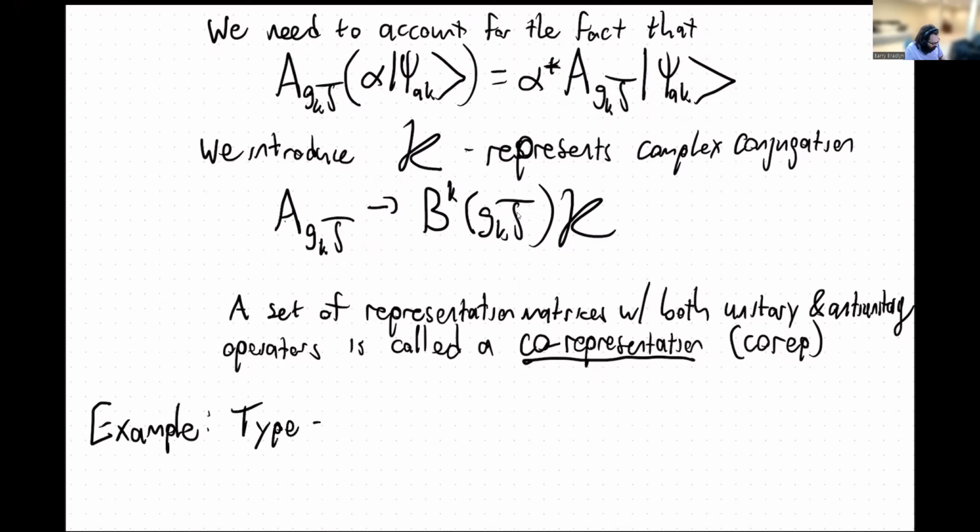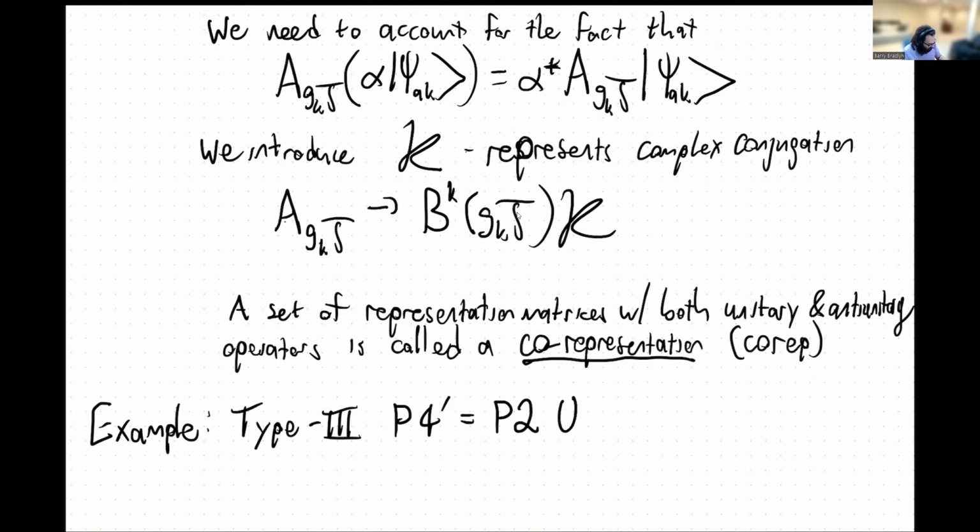So let's look at the type 3 magnetic space group P4 prime. So this has a primitive tetragonal Bravais lattice and a fourfold rotation composed with time reversal symmetry. So we can write this as the type 1 group P2, the primitive group with twofold rotation symmetry, union C4Z times time reversal, multiplying all of the elements of the type 1 group P2.